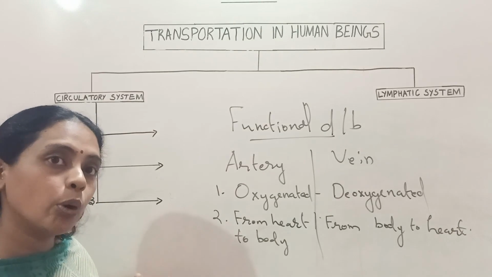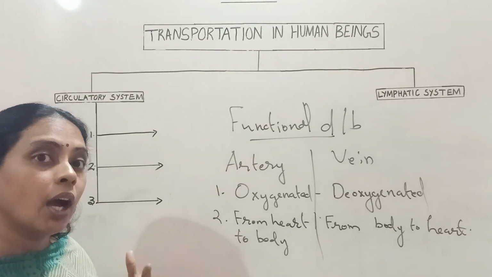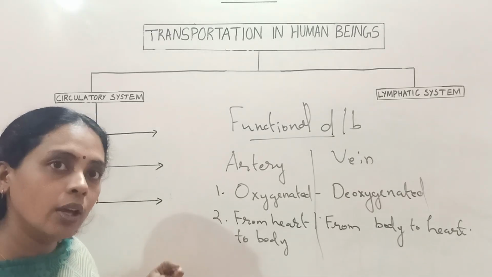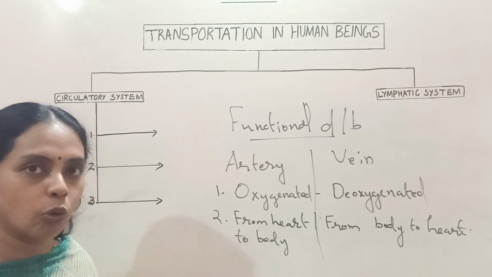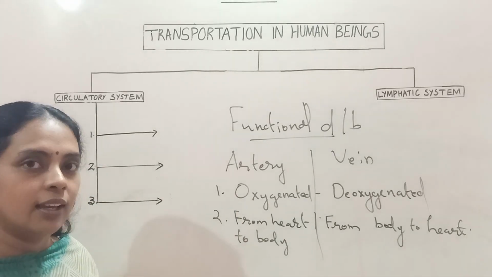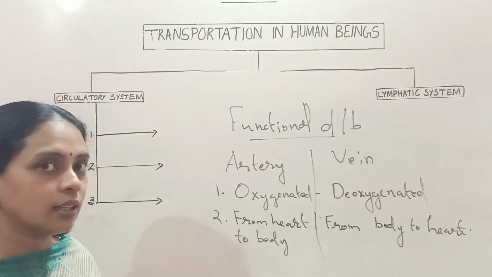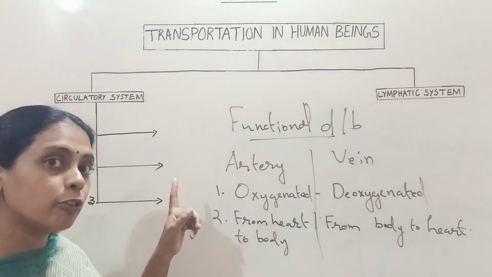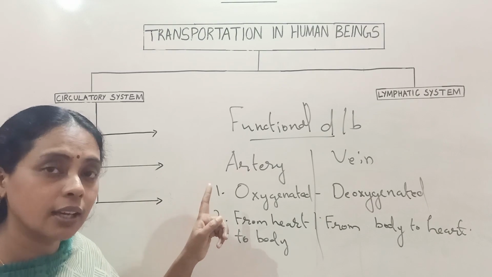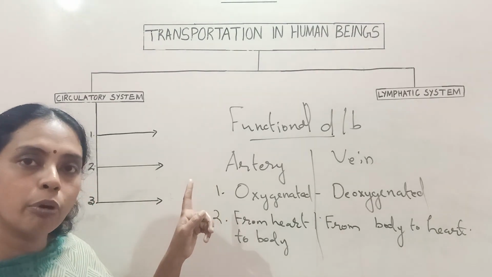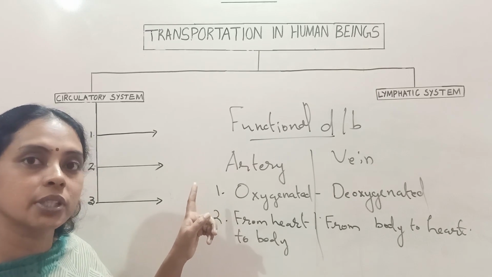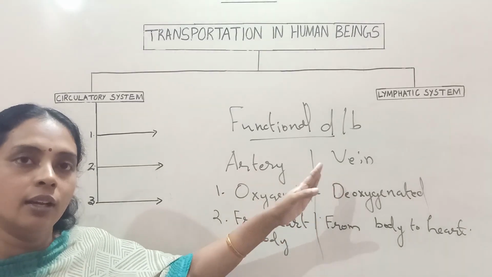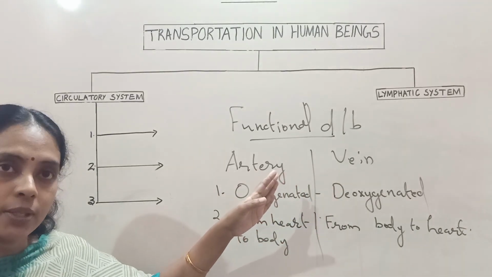Here you can expect one more question. They may ask why arteries are made up of a thick elastic wall, whereas vein is made up of a thin elastic wall. What is the answer? Arteries are made up of a thick elastic wall because flow of blood through artery is under pressure. If it is not made up of a thick elastic wall, there is a chance of rupturing the wall and leakage of blood. Whereas in vein, flow of blood is not under pressure.